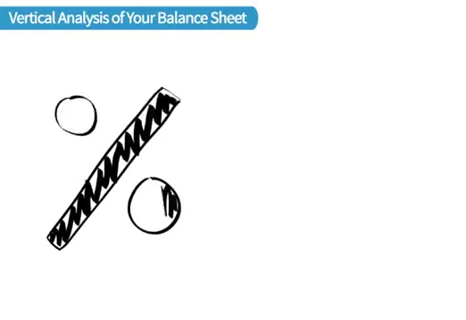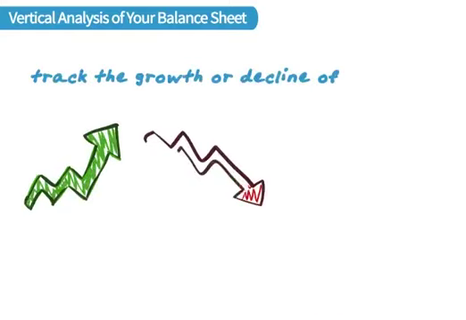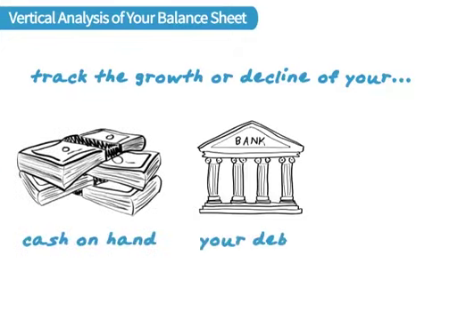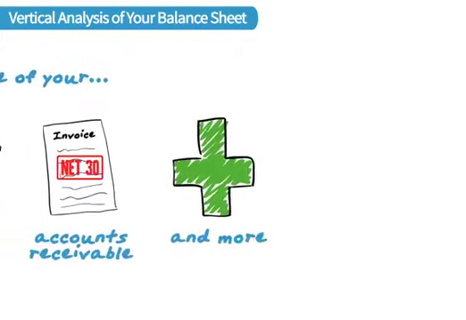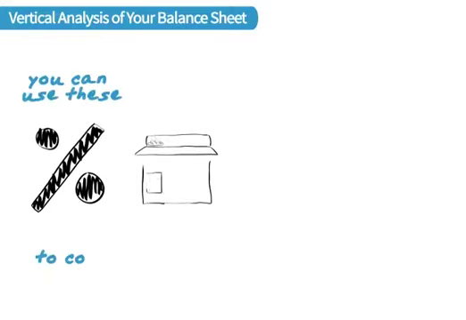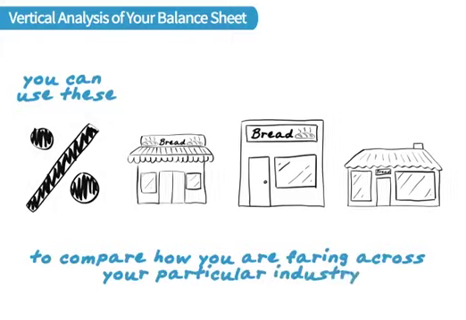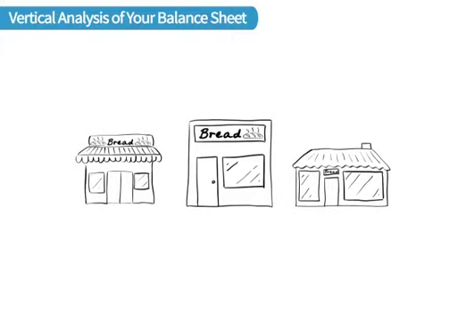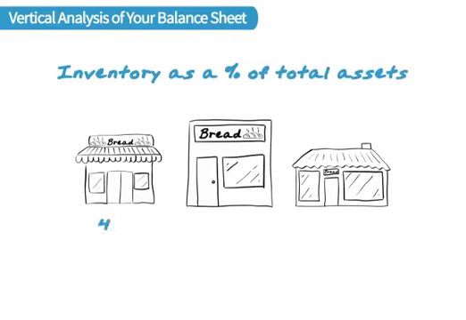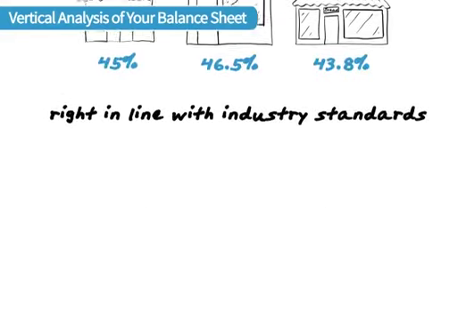By comparing your percentages from year to year for your company, you can track the growth or decline in your amount of cash on hand, your debt, accounts receivable, and more, as a percentage of your total assets. You can also use these percentages to compare how you're faring across your particular industry. For instance, you may learn after conducting your vertical analysis that your inventory as a percentage of your total assets is right in line with your specific industry standards.